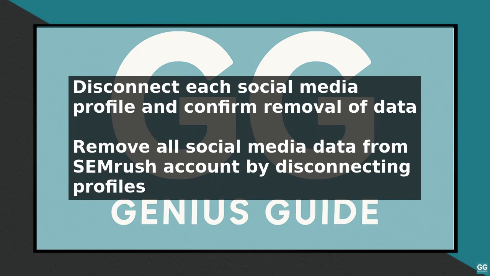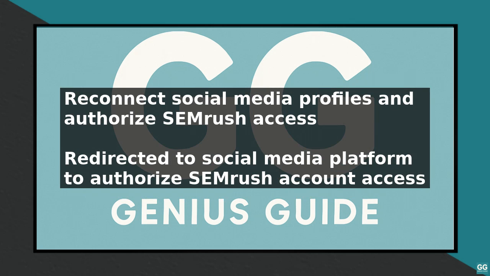After disconnecting all your social media profiles, go back to the Social Media Toolkit section and click on the Connect button next to each profile. You will be redirected to the social media platform, where you need to authorize Semrush to access your account. Once you have reconnected all your social media profiles, Semrush will start tracking your social media performance again, and you will be able to see your social media data in the Social Media Toolkit section.